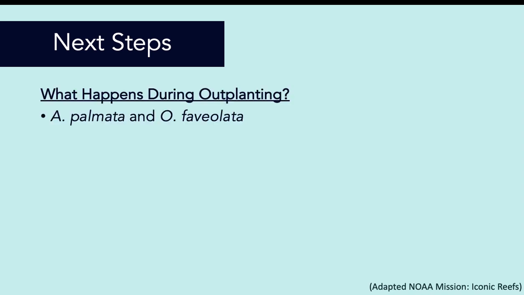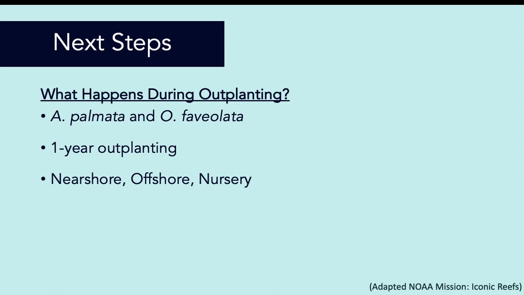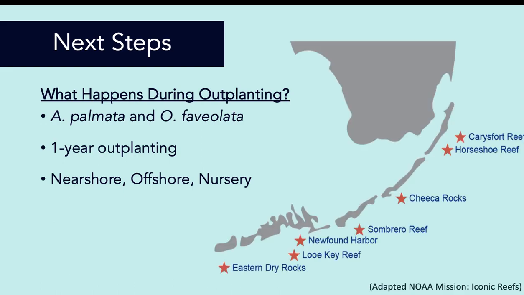We actually just finished sampling a project last week, right before the hurricane, using A. palmata and O. faveolata. So the same two species. It was a 1-year outplanting. We outplanted them to a nearshore and an offshore reef and kept some individuals in the nursery for a direct comparison around the same age.